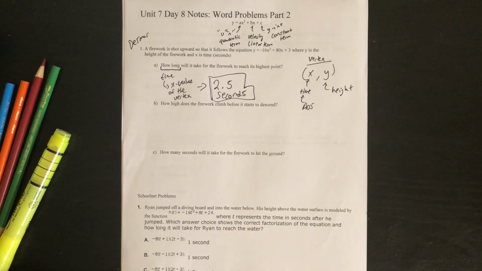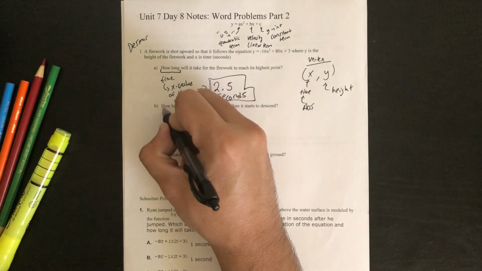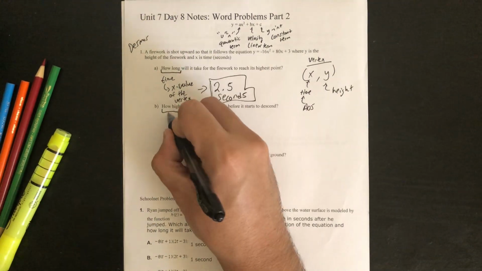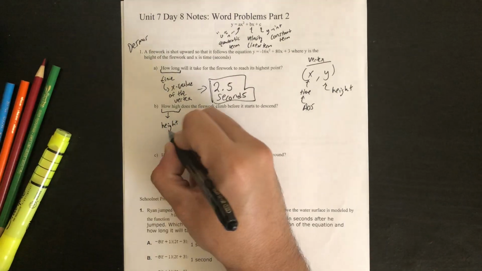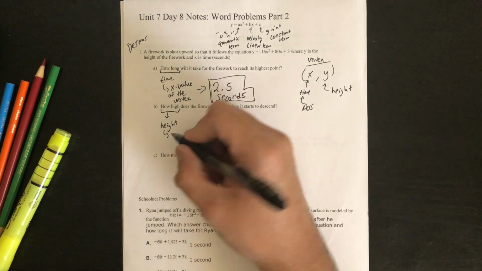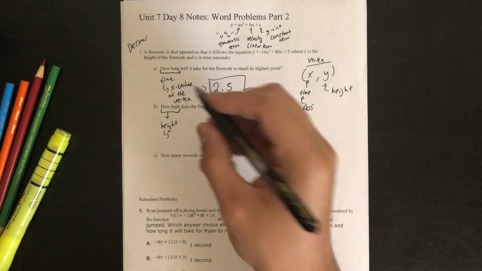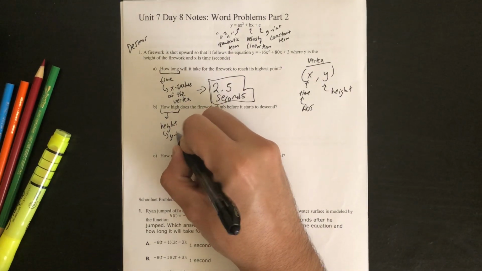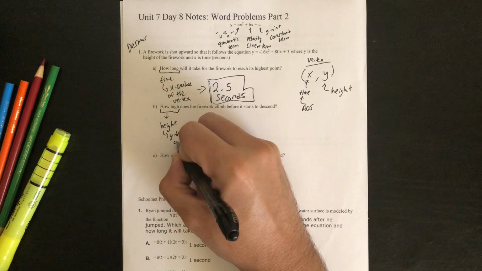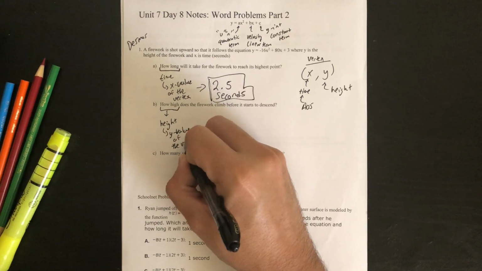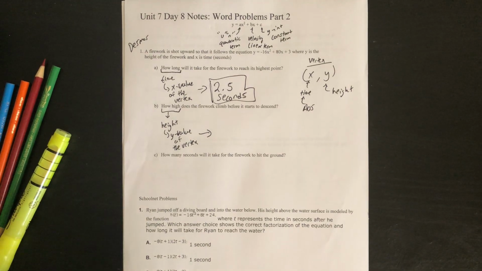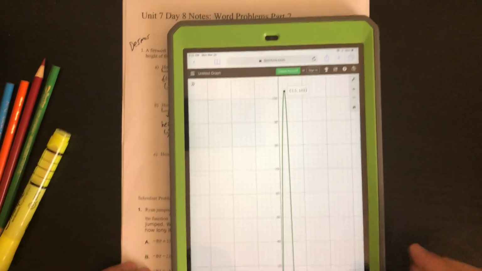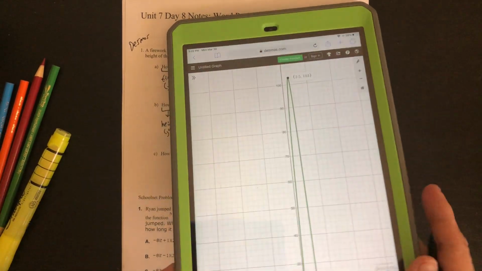Okay. Question B, it's asking how high does the firework climb before it starts to descend. So in other words, they're asking me what's the maximum height, okay? Because they're saying how high. How high typically means height, okay? And if we're looking for the height of the max, we are looking for the y value of the vertex.